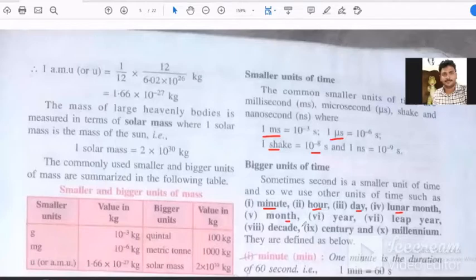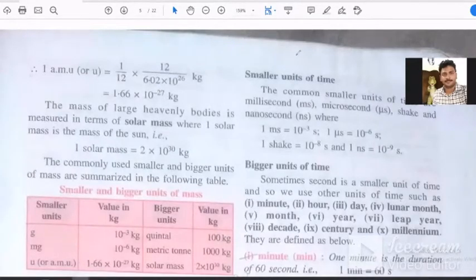See, lunar month and month, why have they written different things? So lunar month is associated with the moon, and this month is associated with the days that we are counting. That is, a month usually has 30 or 31 days, then year. So let us understand how all of this is related to second.